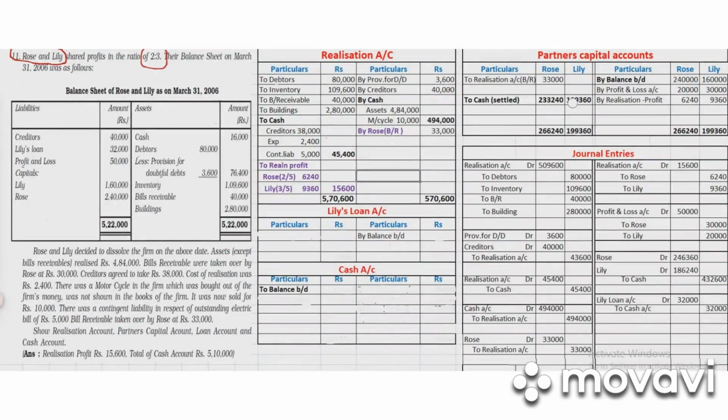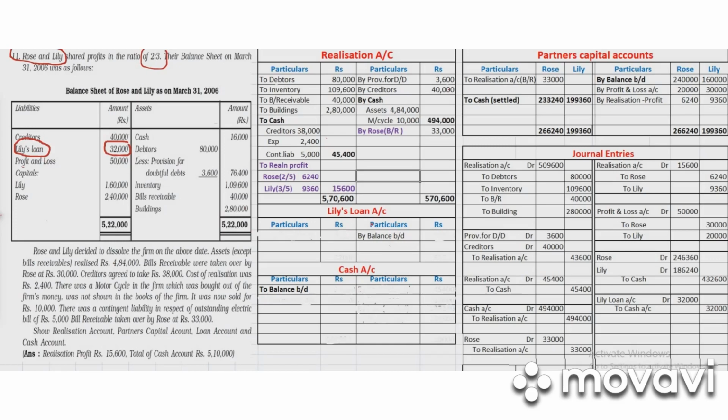Okay, dear students, now we have completed realization account and partners capital account, right? Now, what do we have to do? We have to complete two more accounts here. One is Lily's loan account. Another one is cash account. Cash account should be the last account completed. Since it is partners loan, we prepare partners loan separately and make the settlement accordingly.